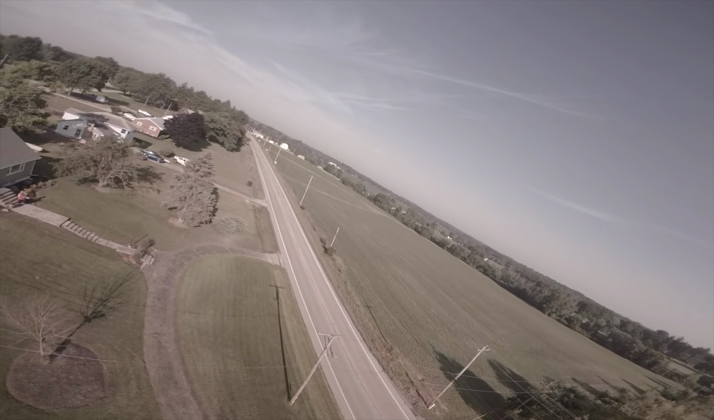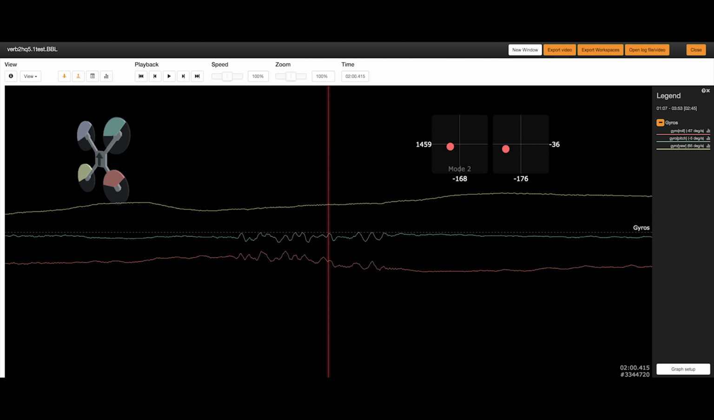So the quad felt great. It was completely locked in. Everything was just great. But I had, as you can see, the yellow, blue, and red lines here, super smooth gyro traces. But then anytime I was between about 1380 and about 1520 on the throttle, I would get this.